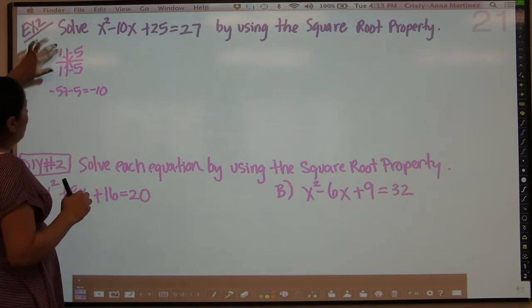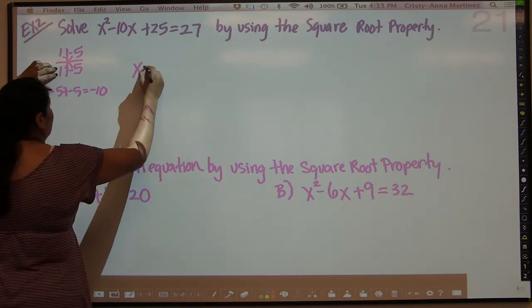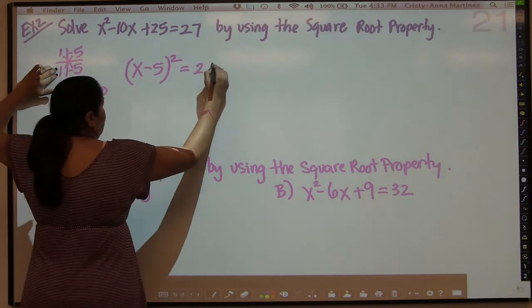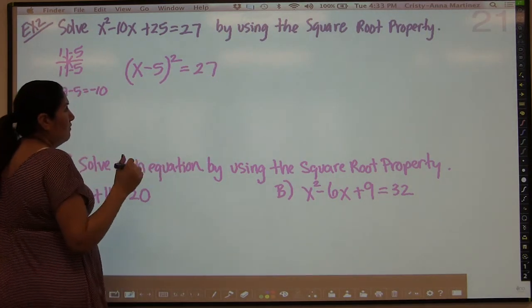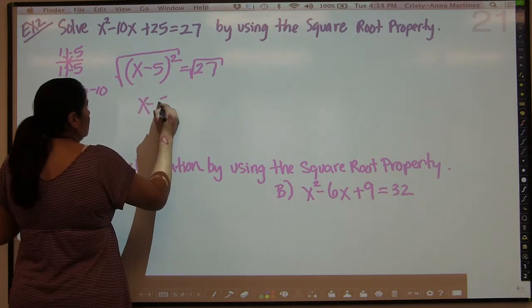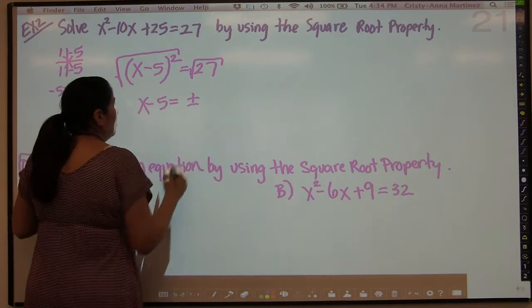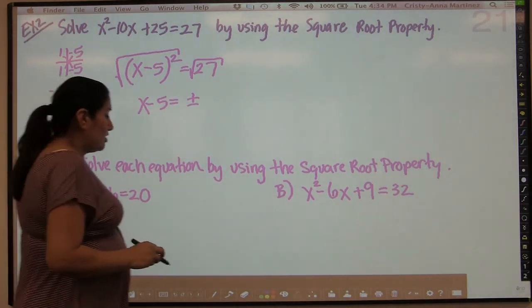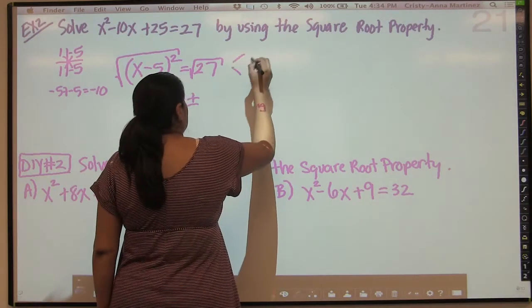But I get the same factor twice, so that means I'm going to get x minus 5 quantity squared equal to 27. So that much is the same as before. I square root both sides. It still cancels, but this time I get plus or minus the square root of 27, and 27 is not a perfect square. So we have to break that down into 9 and 3.